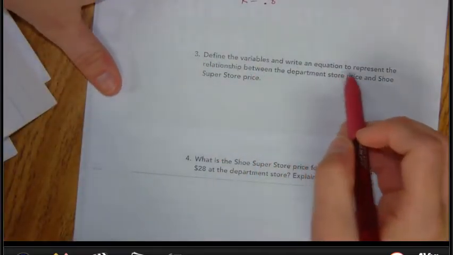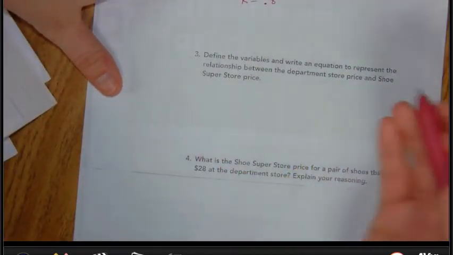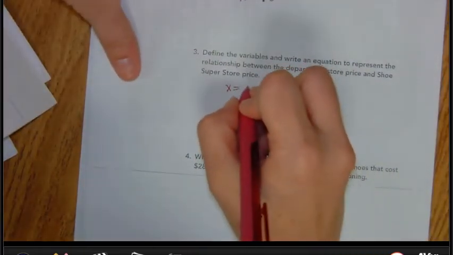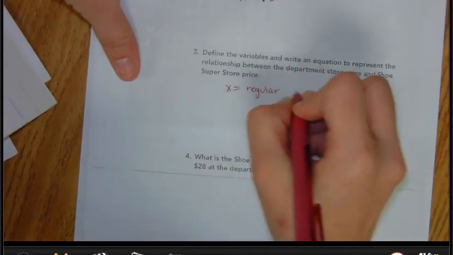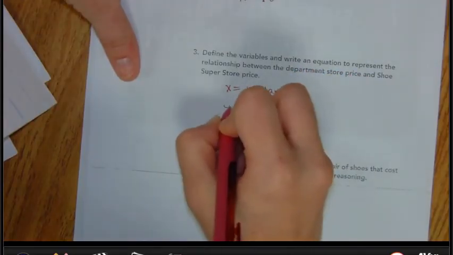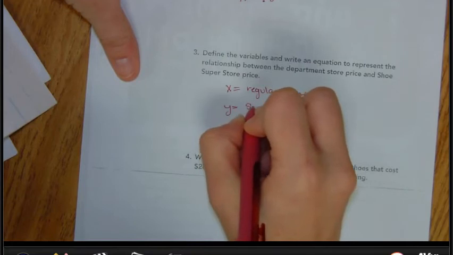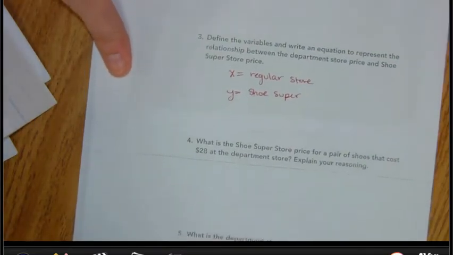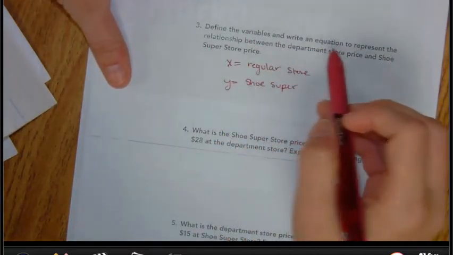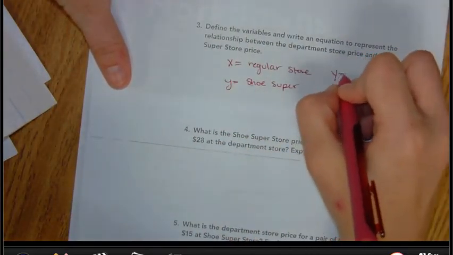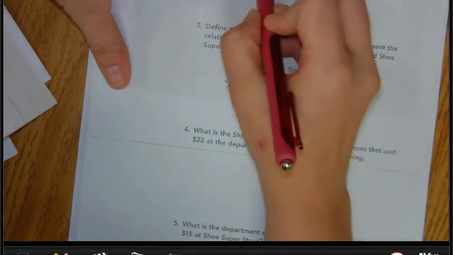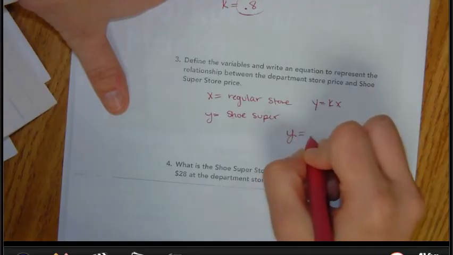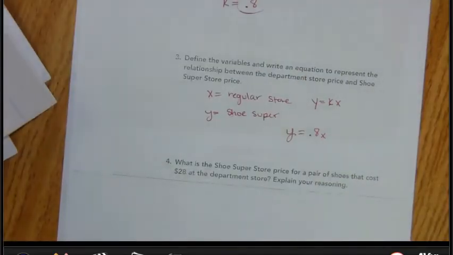Define the variables and write an equation to represent the relationship of the department store and the shoe superstore. Okay, so X is going to equal the regular store, and Y is equal to the shoe superstore. Now remember, our equation is y equals K times x. Well, we just found K up here to be 0.8. So I'm going to have y is equal to 0.8x.